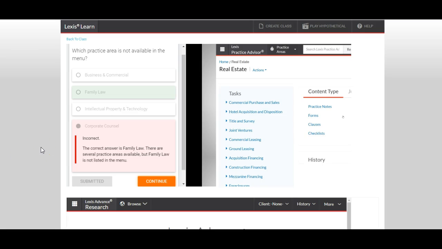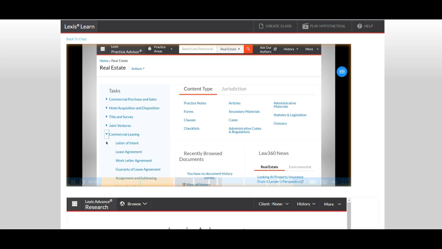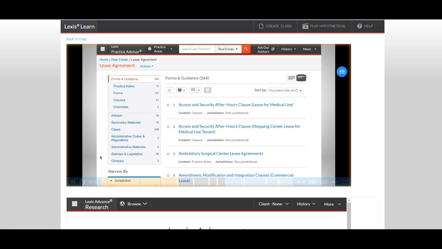Well, this is a more business-oriented type of tool, so not surprisingly, family law is not going to be in there. It's not that important. There's a task for commercial leasing on the left side of the screen. There is an associated subtask related to drafting commercial lease agreements. Now you have a collection of resources dedicated to the topic.